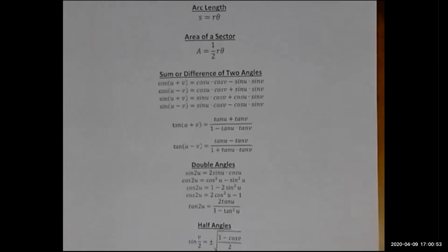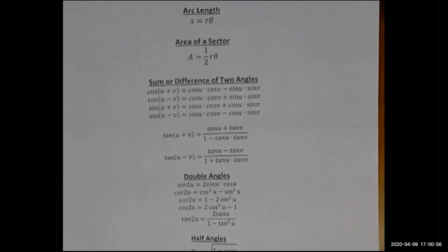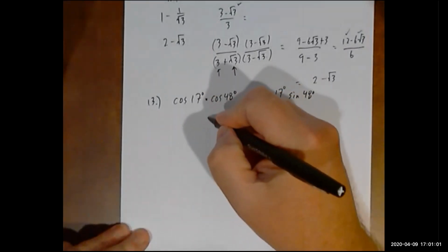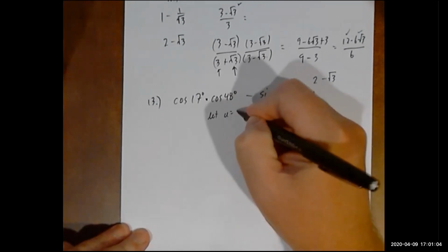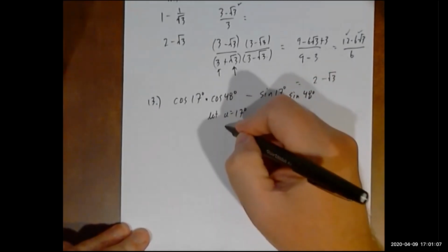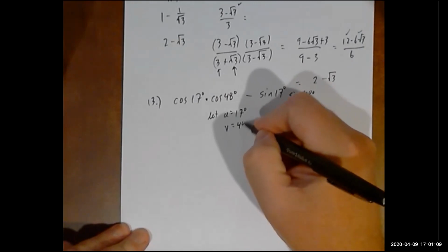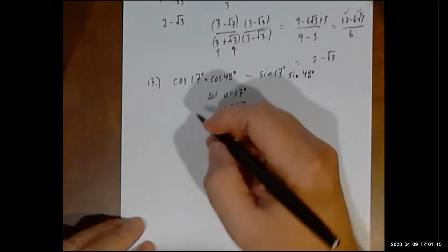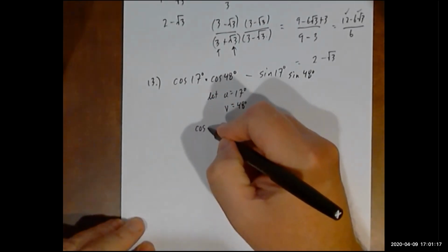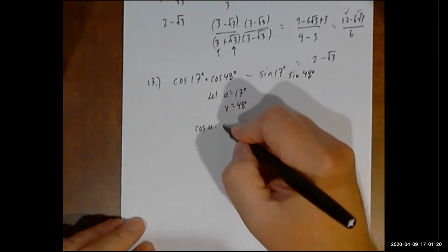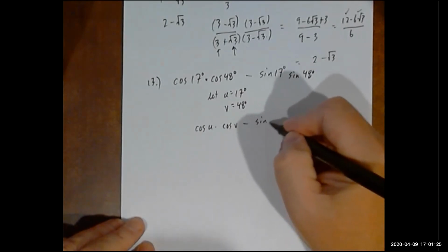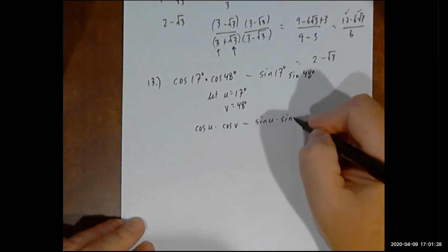Let's do this. When we look at our difference formulas, this sheet, the angles are all U and V. I'm going to just assume, for now, I'm going to call the 17-degree angle U and the 48-degree angle V. So I'm going to replace these up here, and you'll see in a minute why I do that. So really I have cosine U times cosine V minus sine U times sine V.